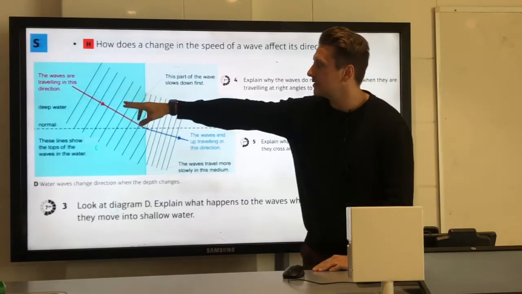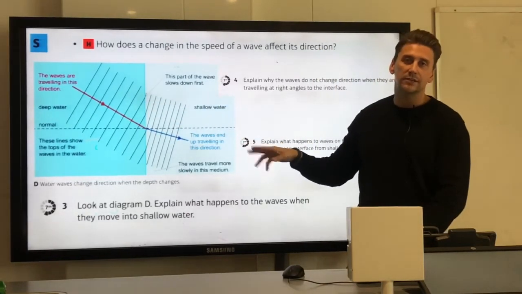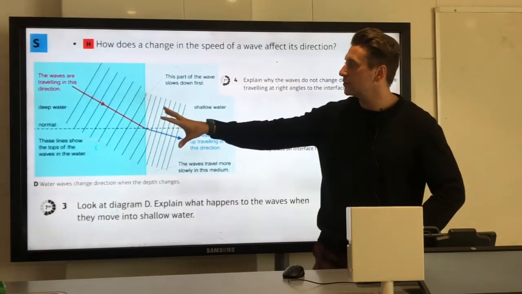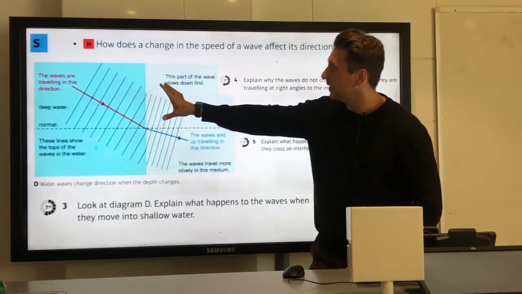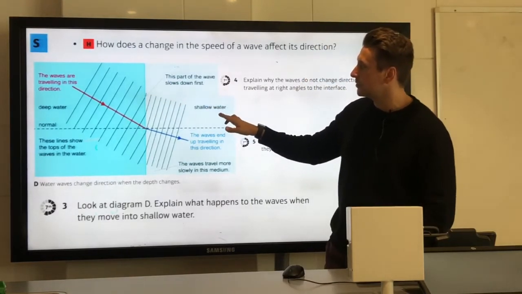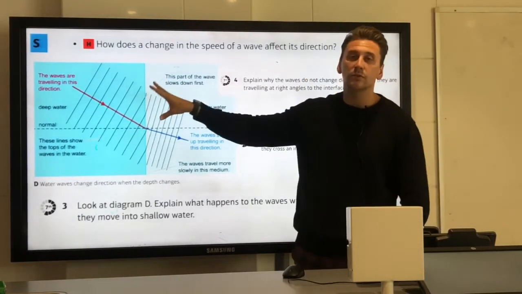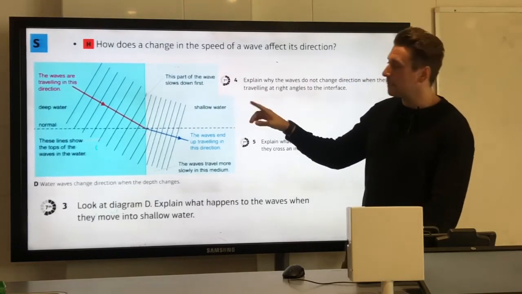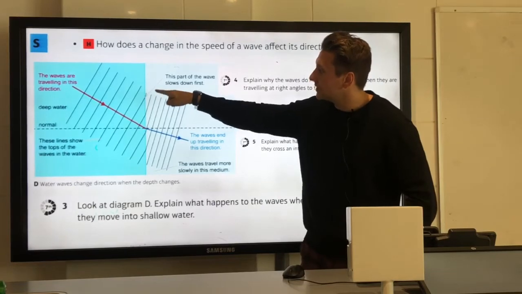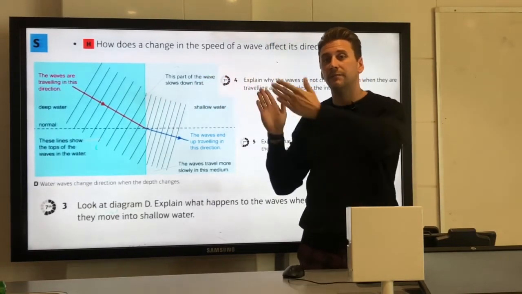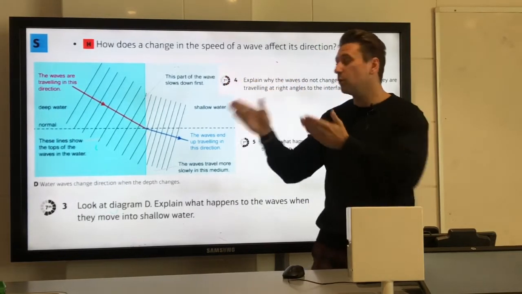This example is actually deep water to shallow water. So they're water waves, not light waves, but the same thing applies. So deep water, you have the wavefronts coming in. This part of the wavefront hits the shallow water boundary first, which means it slows down. So water waves actually travel faster in deep water, slower in shallow water. This side of the wavefront slows down first, meaning the other side carries on faster for a short period of time, turning the wave towards the normal.